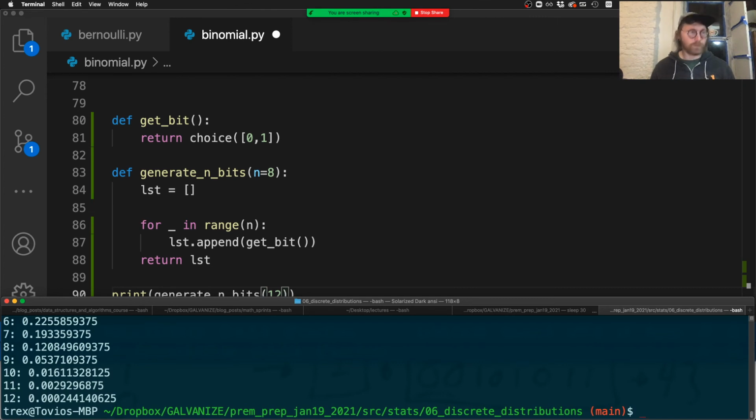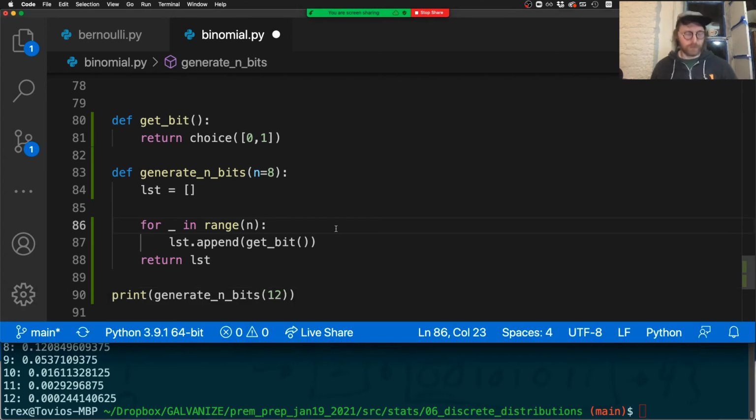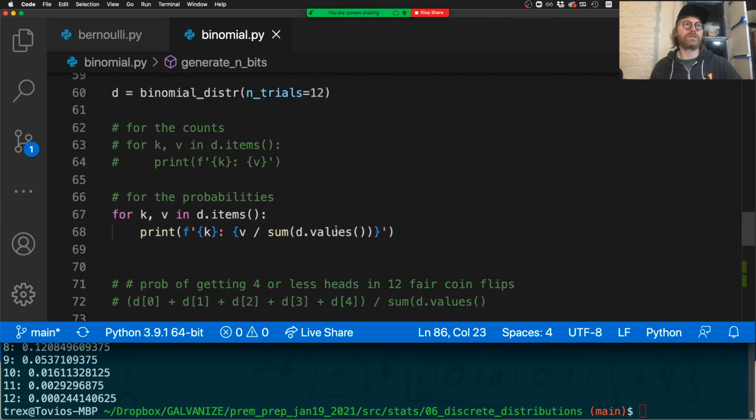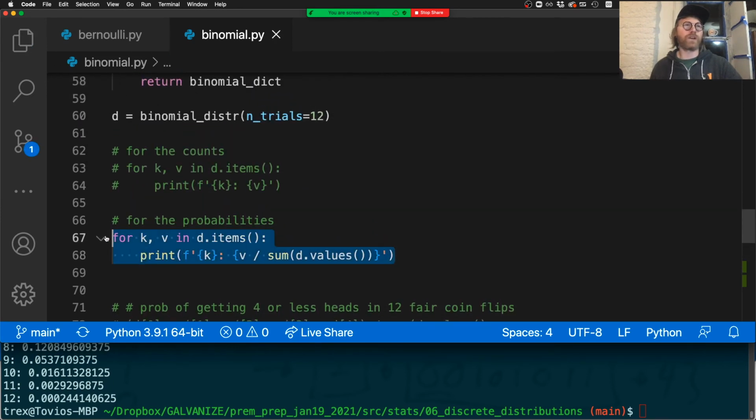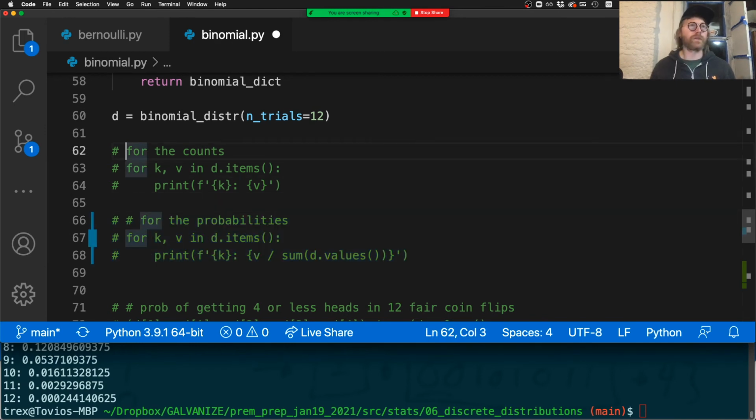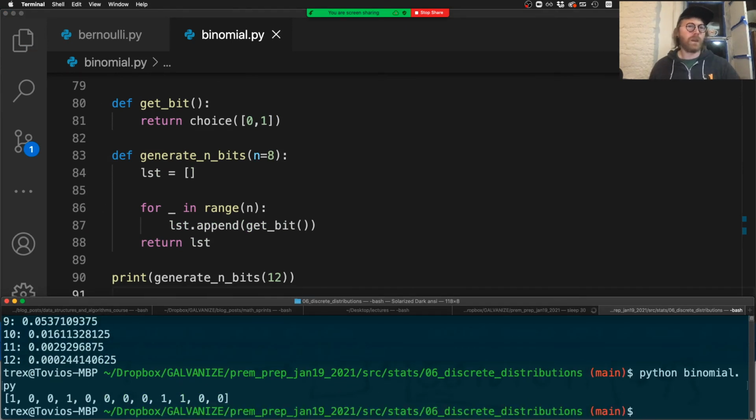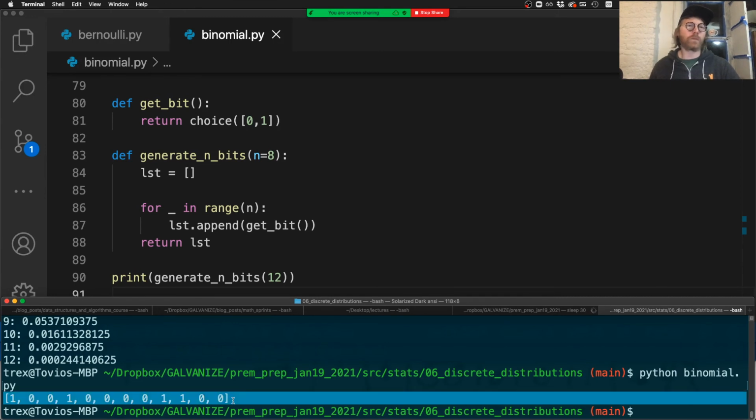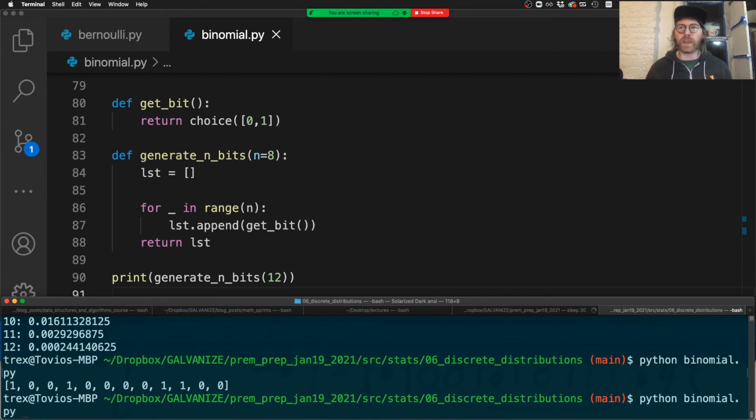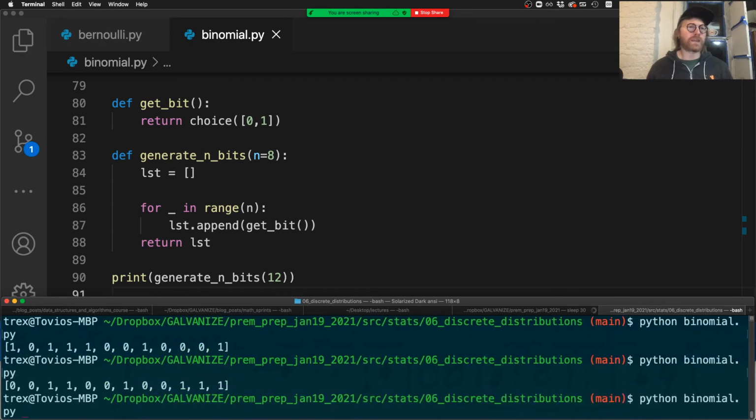Oh, I didn't save it, and I'm still outputting this. So let's go ahead and do that. Okay, so let's take a look at that again. And here we've got some binary outcome. Now, if I run this again, of course, we're going to get something different. And I can keep running this, and we'll keep getting different binary lists.